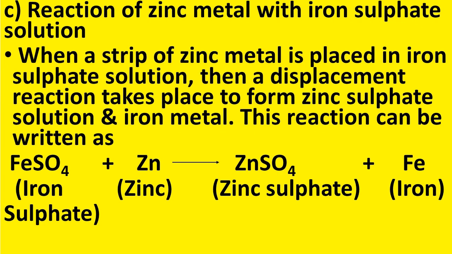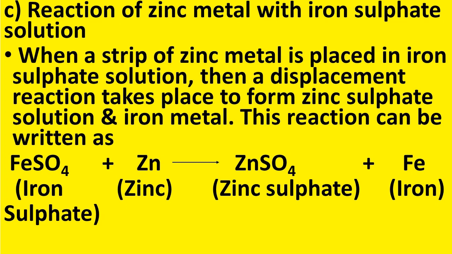Now, let us find out of zinc and iron which is more reactive, that is, the reaction of zinc metal with iron sulfate solution. When a strip of zinc metal is placed in iron sulfate solution, then a displacement reaction takes place to form zinc sulfate and iron metal. This reaction can be written as FeSO4 plus Zn gives ZnSO4 plus Fe. Here FeSO4 represents iron sulfate, Zn is zinc, ZnSO4 is zinc sulfate, and Fe is iron.